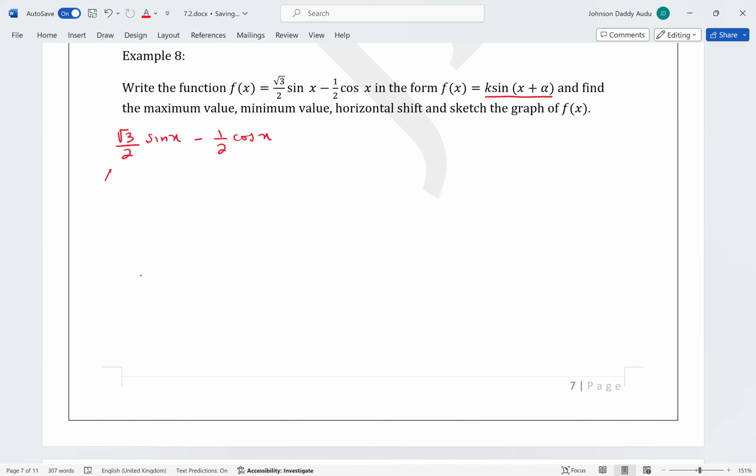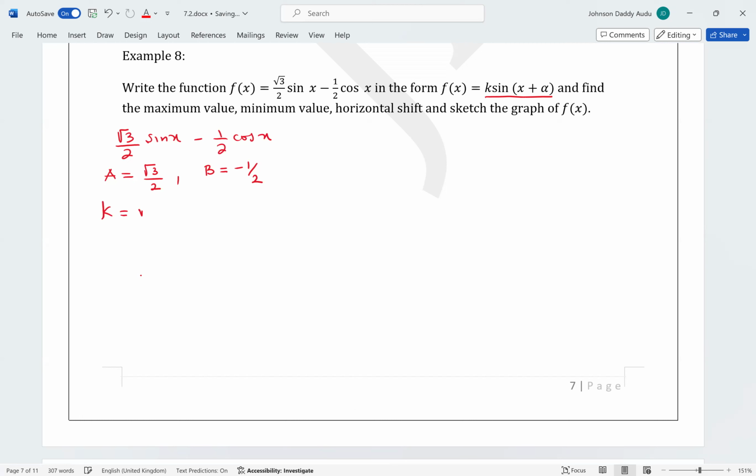So always take the coefficient of sine x to be your a. So a is root 3 over 2. And then we can take b to be the coefficient of cosine, which is minus 1 over 2.